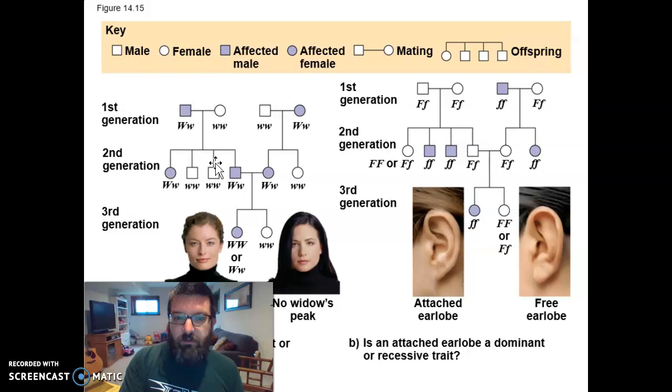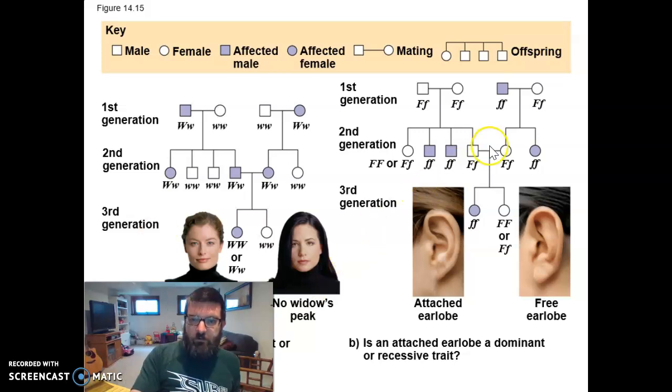This particular disorder, if we look at the first generation and the second generation, we can tell that it's a dominant disorder, right? Because anyone, even if they have heterozygote traits, like big W, little w up here, they have the disorder. If they have little w, homozygous recessive, you can see they're not shaded in, they don't have the disorder.